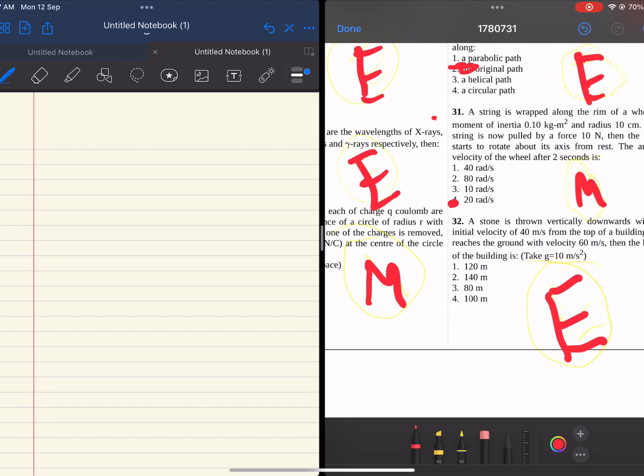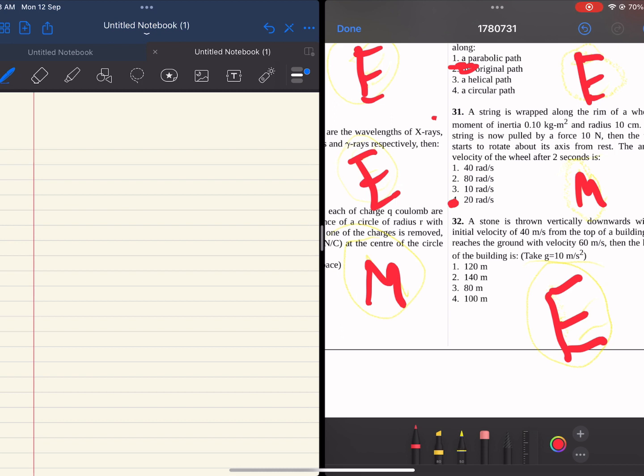Initial velocity is 40 and final is 60. Using the first equation of motion, we get 60 is equal to 40 plus 10t, using the downward direction as positive. So we get time as 2 seconds. So we have average velocity 50 and time taken 2 seconds. The average velocity into time is nothing but the displacement, which gives us the height of the building. So the answer is option number 4, which is 100 meter.